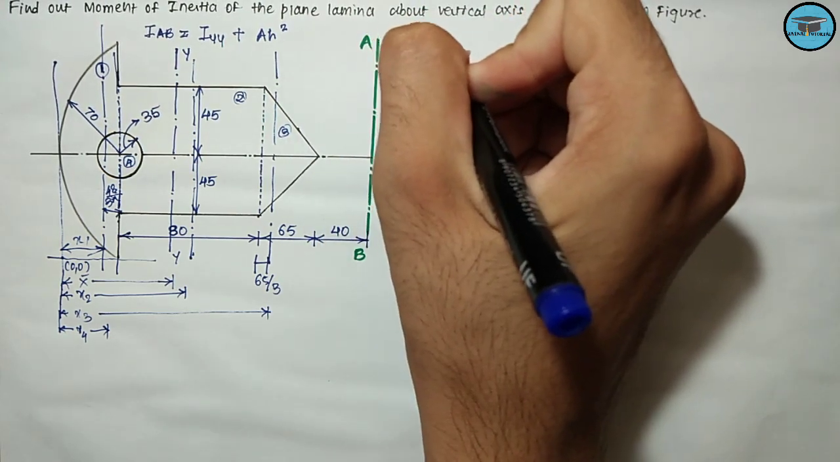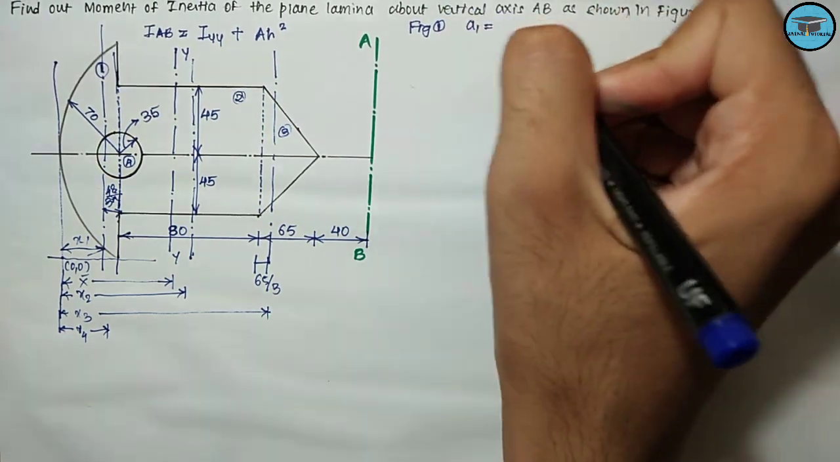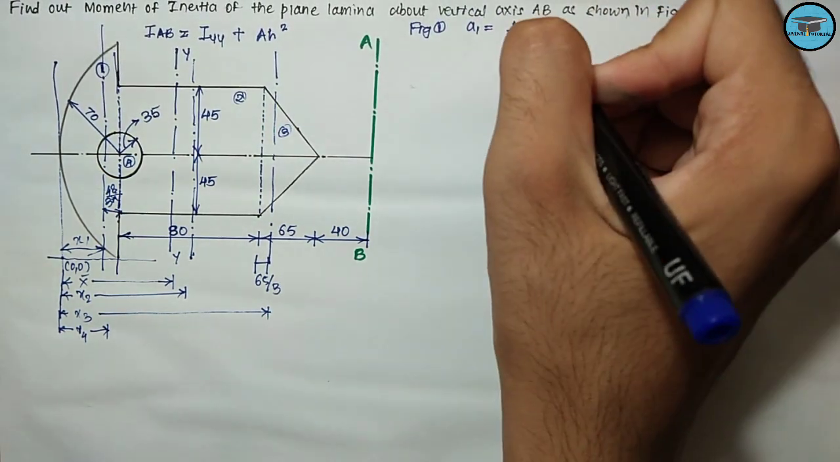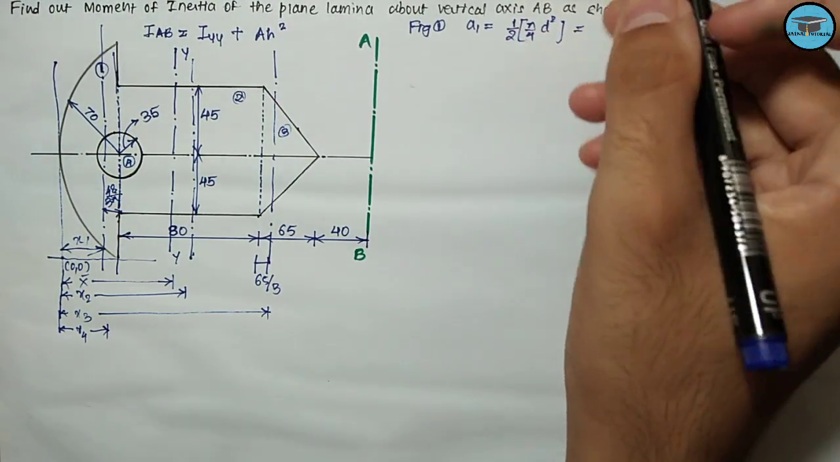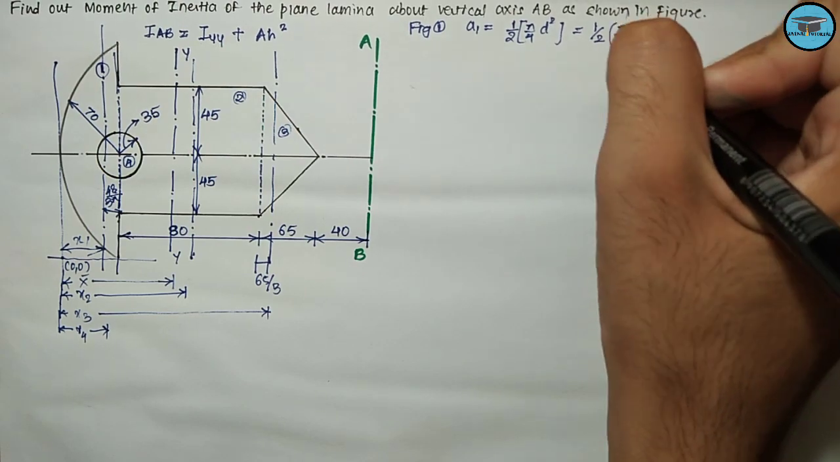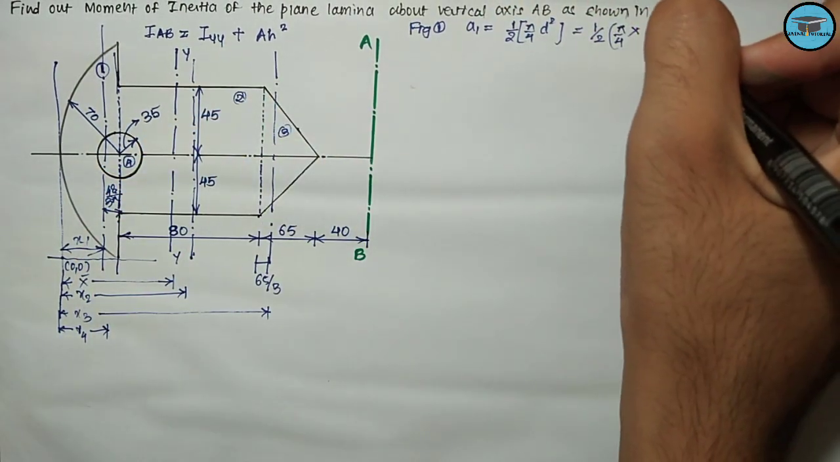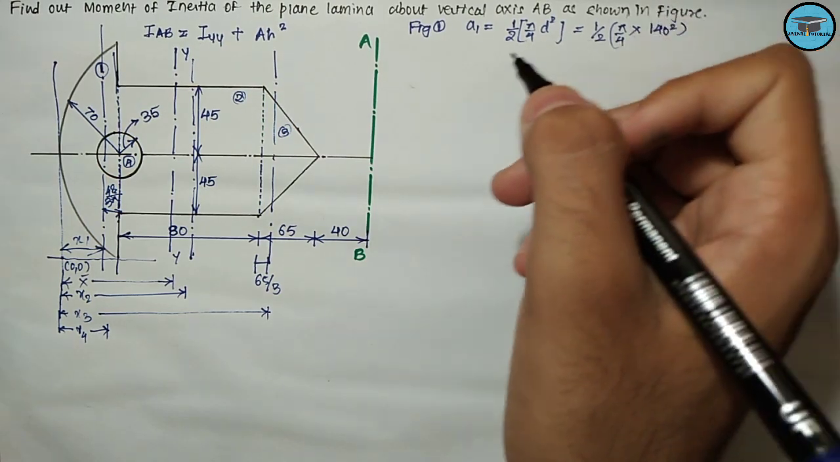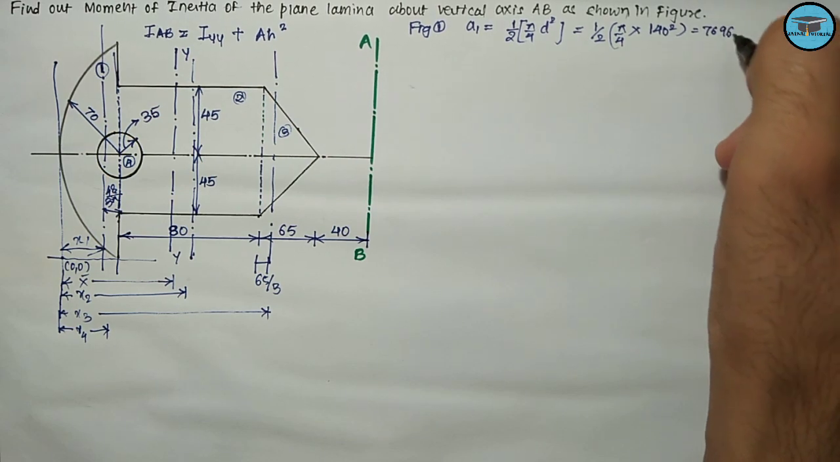So for figure number 1, area can be given as A1, that is equals to half of pi by 4 into diameter square. So that is equals to half of pi by 4 into diameter, that is given as 140. So 140 square. Okay, so the value comes out to be nearly 7696 mm square.